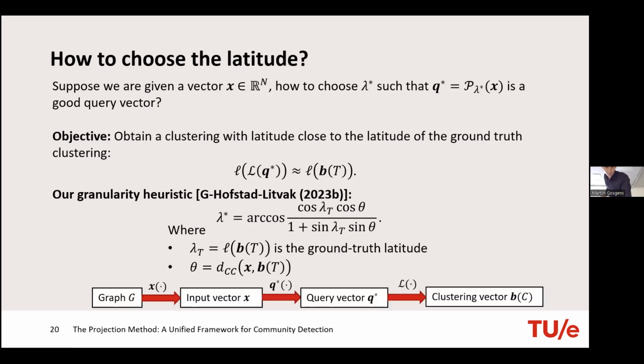So now with this heuristic, the setup is you have a graph, then you extract some information from it. This could be the adjacency matrix, the number of common neighbors for every vertex pair, or any other type of pairwise similarity measure between the nodes. And then we apply our heuristic to get a query vector, and then we use Louvain to detect communities.